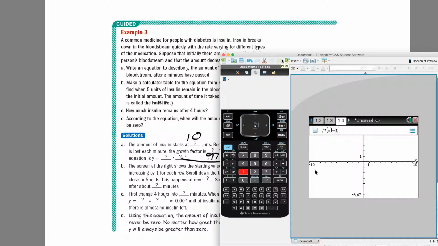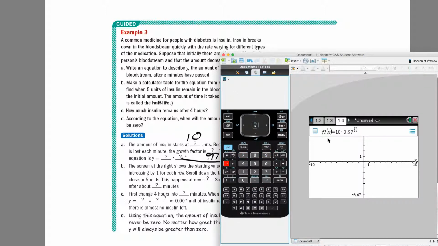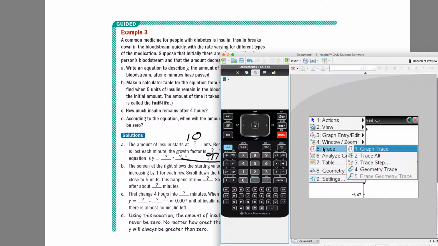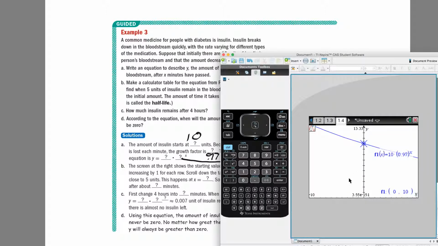So f of x equals 10 times 0.97, and I need to raise that to the x value, raise to the x, and then hit enter, and I got nothing. Oh, okay, I probably have a window problem, so let's take a look here in window. I'm going to go to trace first and do a graph trace. Okay, now I can see where my window exists here, and indeed I have my curve.